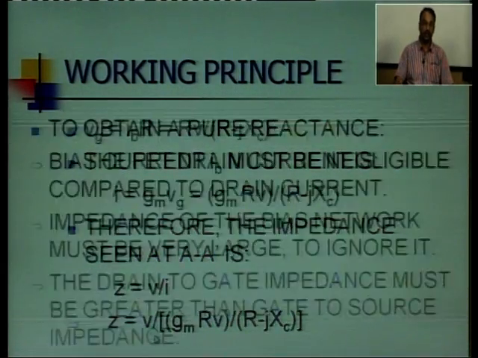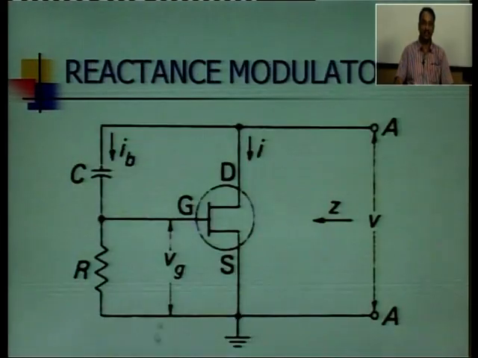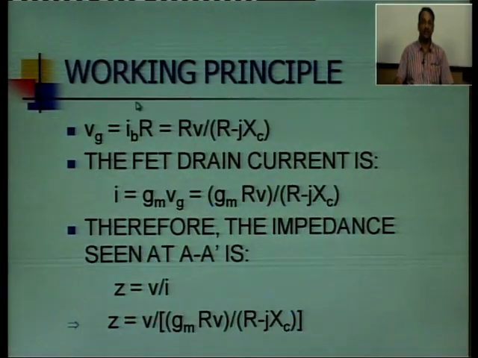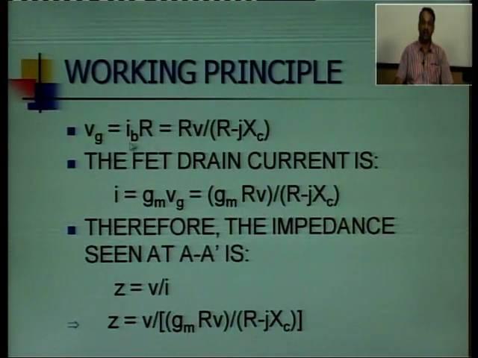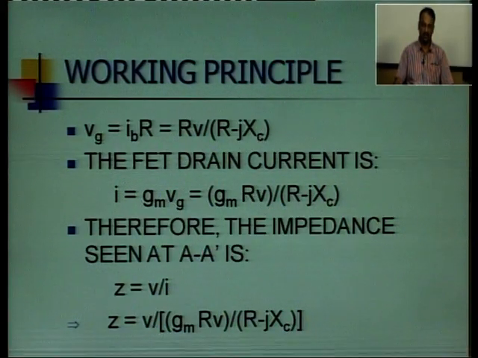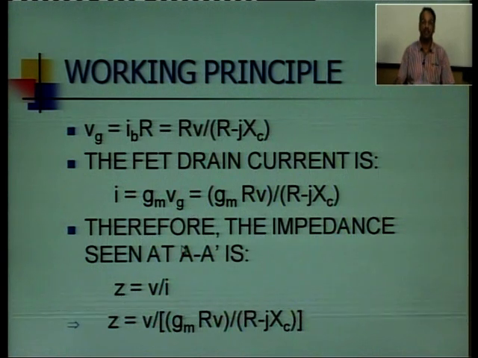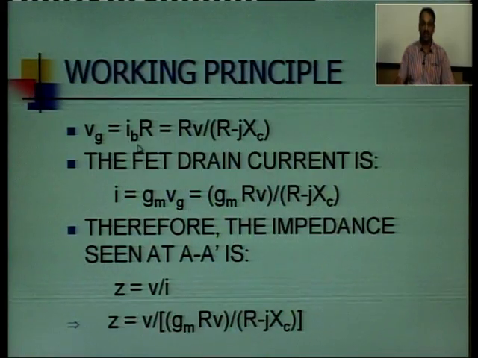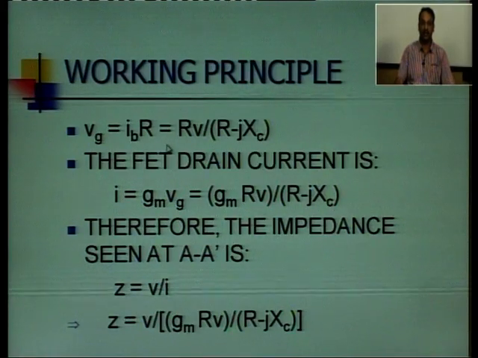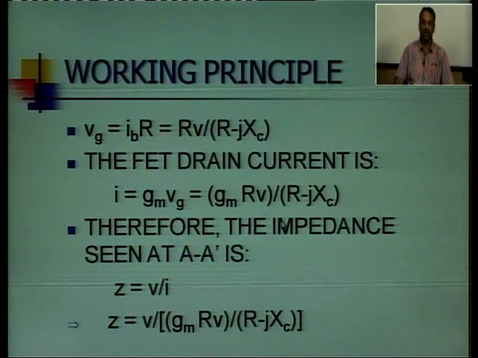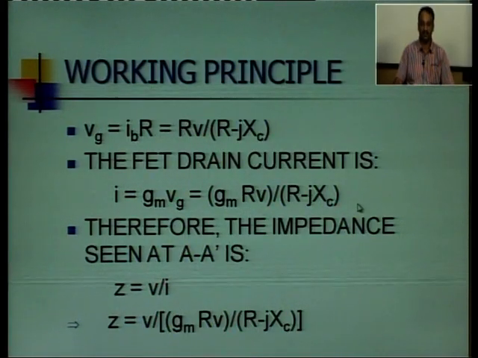So according to this we get Vg. Vg is the gate voltage, equal to IB into R. IB is the bias current, equal to V upon R minus J XC. The FET drain current relation is I is equal to Gm into Vg, where Gm is the transconductance. So Gm Vg is equal to Gm into R into V divided by R minus J XC.